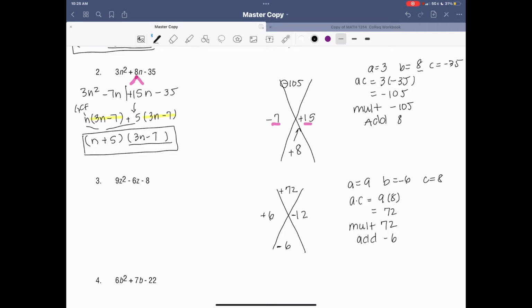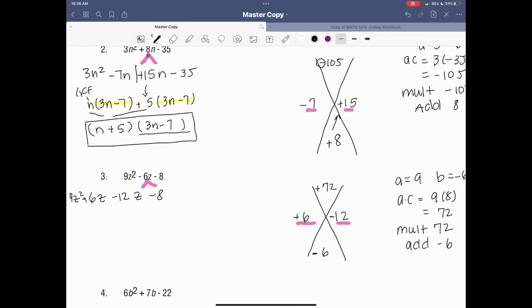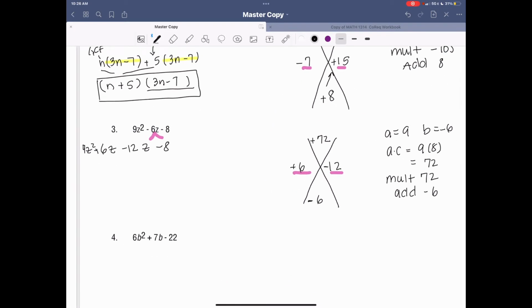So these numbers right here are going to be used to expand our center term. So I'm going to say 9z squared plus 6z minus 12z minus 8. Now the first half, I want to think about what it is that I'm going to be factoring out of the first half.